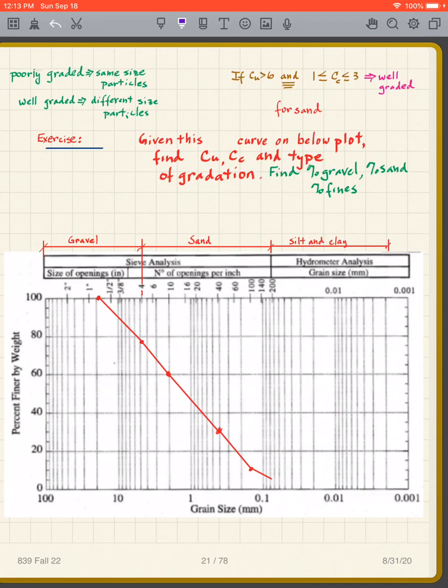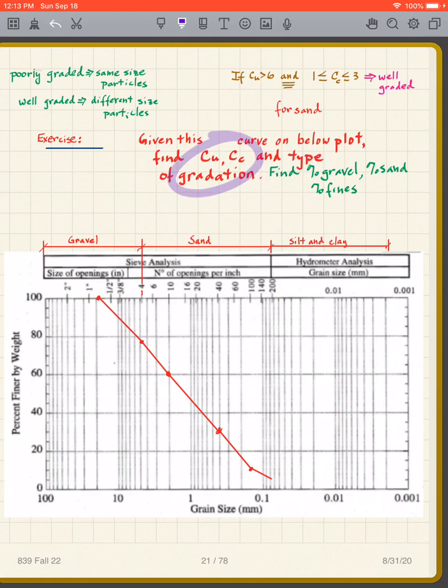And this again is the rule for sand. Find the percent gravel, percent sand, percent fine. So this time you have to do it yourself. Here's my gravel region to 4, here's my sand region to 200, and this is silt and clay. So pause the video here, find the percent gravel, percent sand, percent fines.